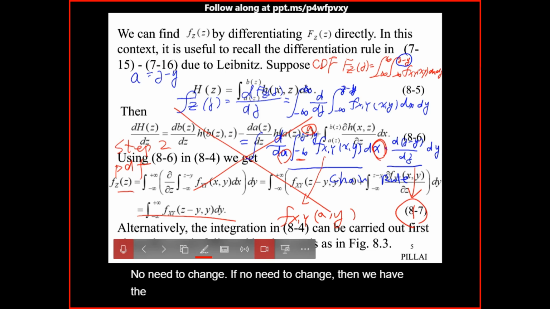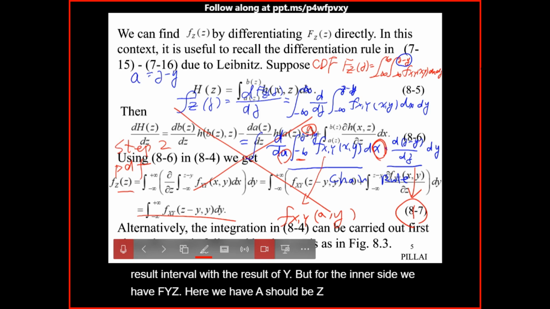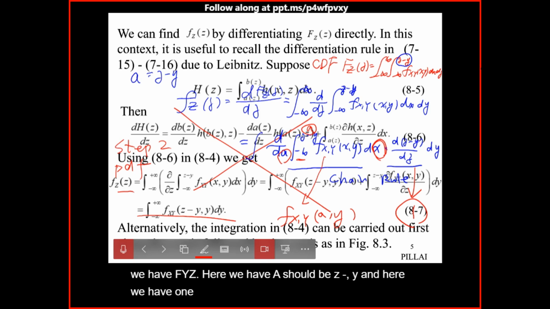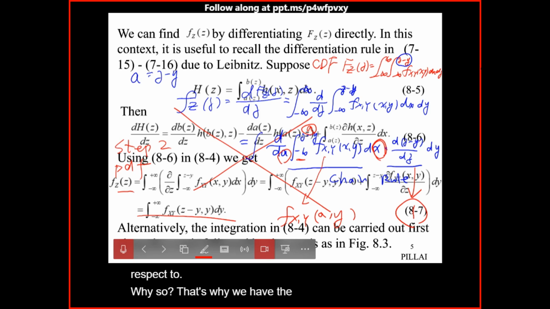Integral with respect to y. But for the inner side, we have f(x, y). Here we have A, which should be z minus y, and here we have y again. And finally, multiply 1 and integral with respect to y. So that's why we will have the result like this. Understand this?